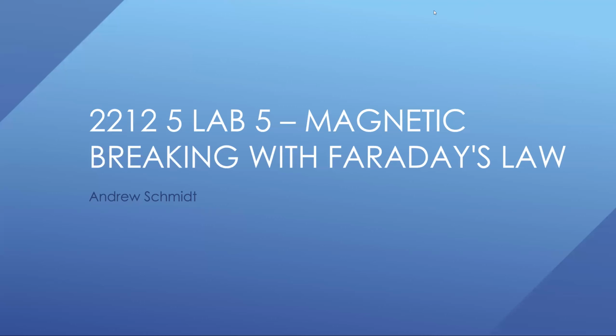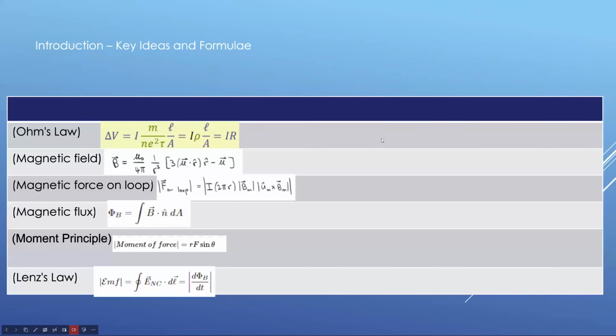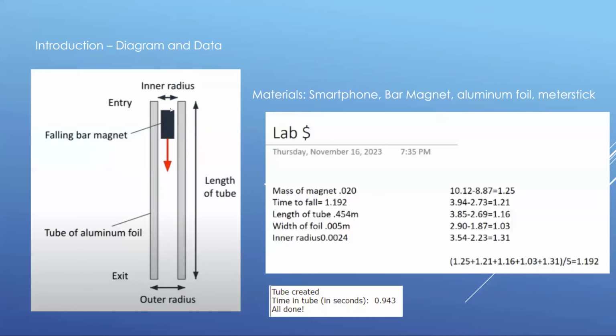Physics 2212, Lab 5, magnetic braking with Faraday's law. So, introduction, key ideas and formula: Ohm's law, magnetic field on a loop, magnetic flux, moment principle, Lenz's law. On the left is the diagram and data.